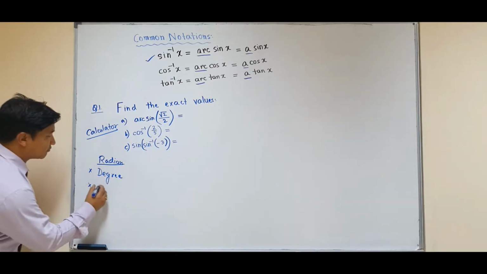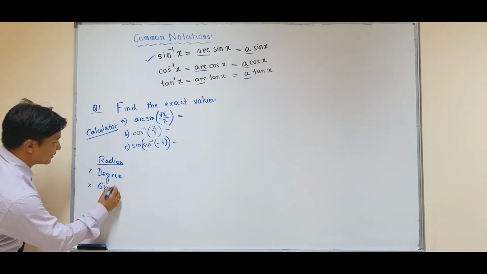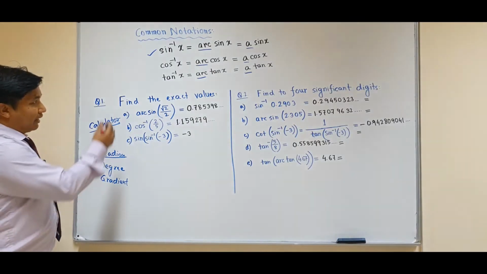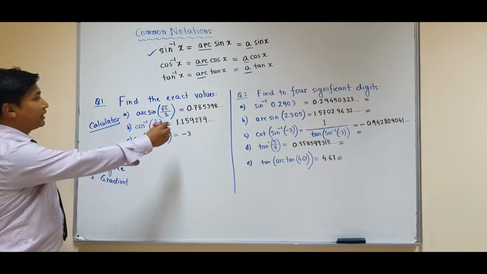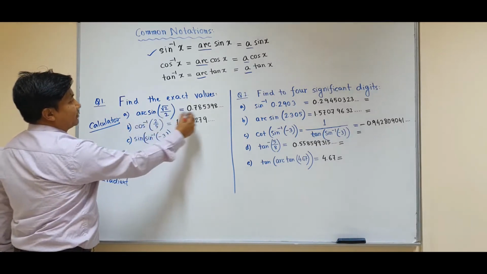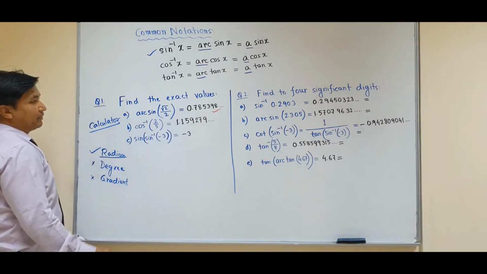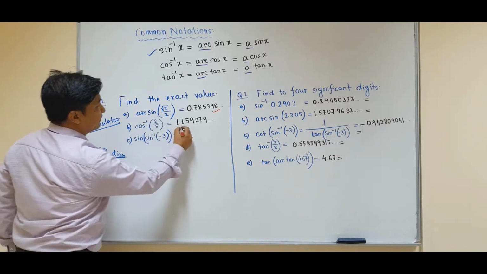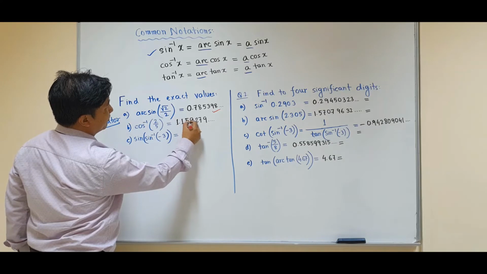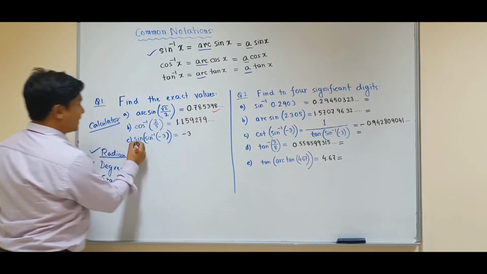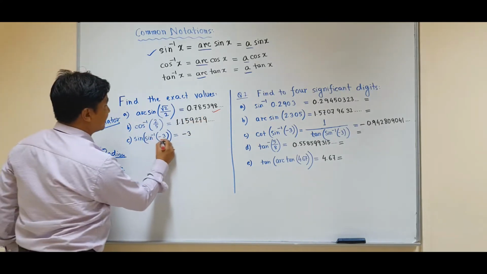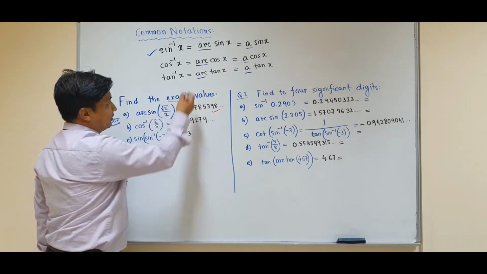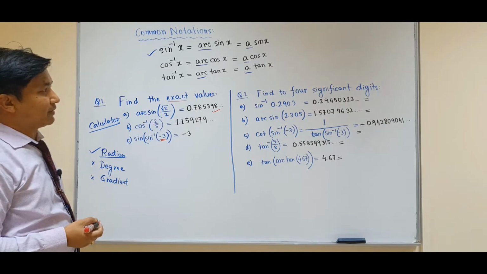not gradient. After using the calculator, we have found the first value is 0.785398 and so on. Cos inverse 2 by 5 gives you 1.159279 and so on. Sine inverse minus 3 will give exactly minus 3. So these are exact values, and whatever values we got, we wrote here.